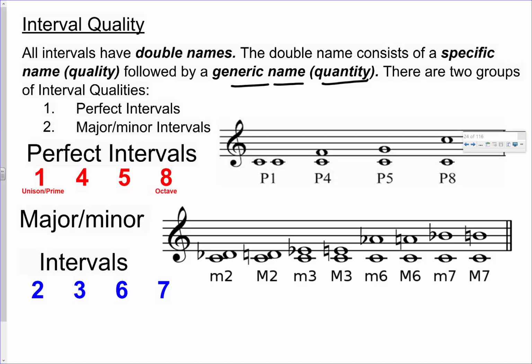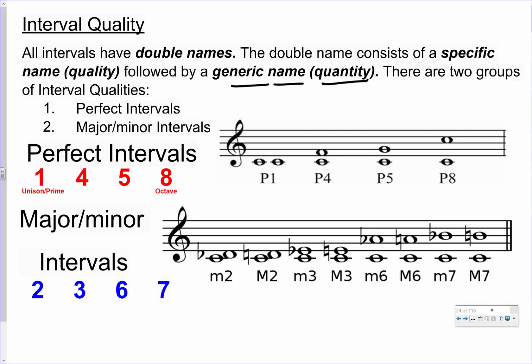So if you recall way back from our first video, when I first introduced this unit on intervals, I mentioned to you that there are two groups of interval qualities. There are perfect intervals and major minor intervals, and you'll need to take some notes on this page because they're very, very important. So the two groups of interval qualities are, number one, perfect intervals, and number two, major minor intervals.